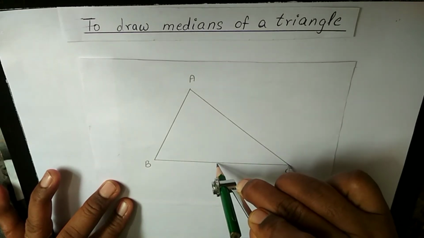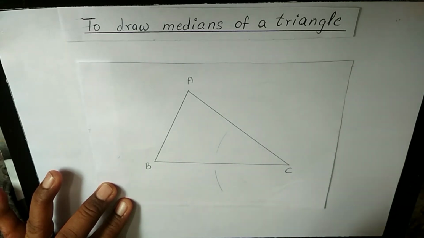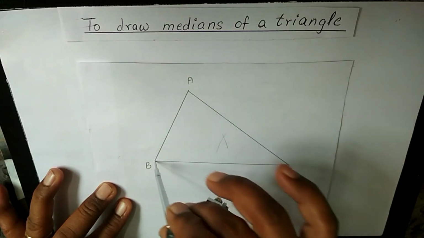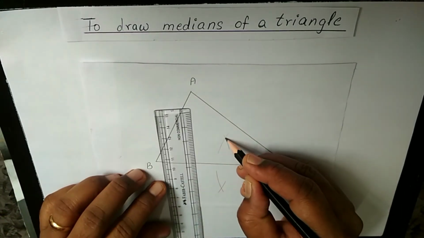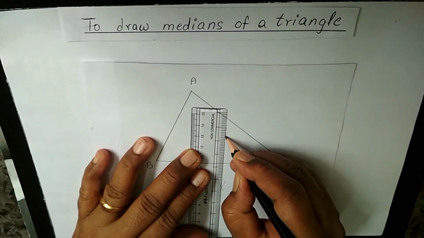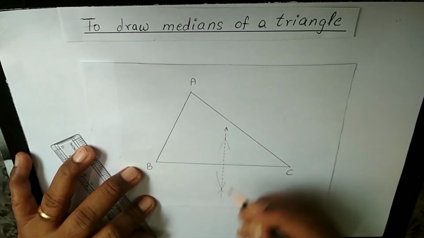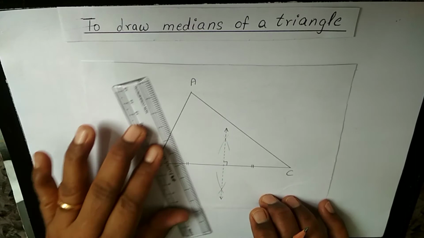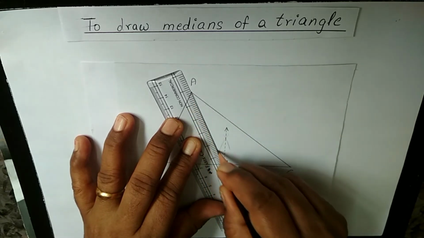Let us just take more than half of this, okay, and a cut above and below. Similarly, without changing the measurement from point B also make a cut above and below. The point where they meet, both the points of intersection of the two arcs, let us just join both of them. So this will give us the first perpendicular bisector. This is the perpendicular bisector of side BC.